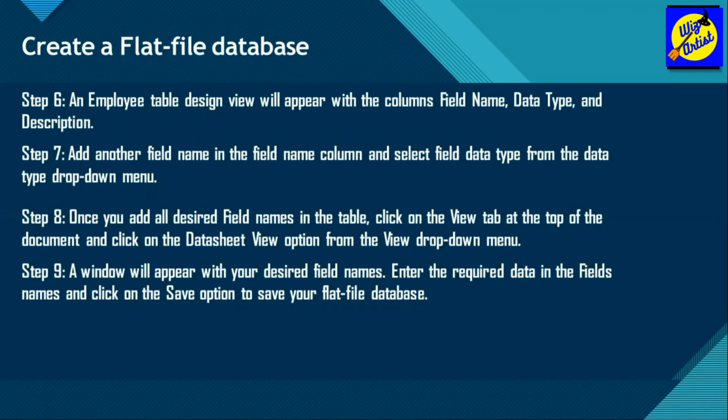Add another field name in the field name column and select field data type from the data type drop-down menu. Once you add all desired field names in the table, click on the View tab at the top of the document and click on the Datasheet View option from the View drop-down menu. A window will appear with your desired field names. Enter the required data in the field names and click on the Save option to save your flat file database.